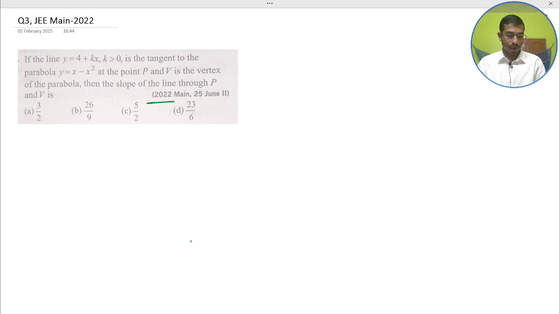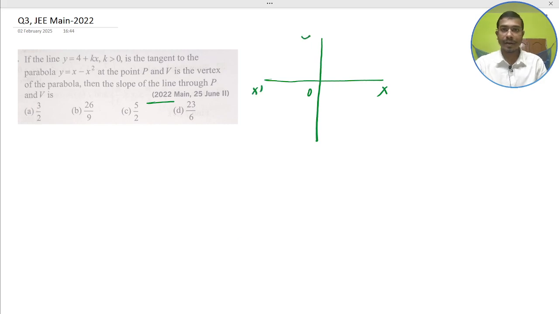So here point P satisfies the equation of the curve, because this is a point on that parabola. So I first draw the graph of this function. So this is the origin, x-axis and y-axis. This is the parabola x square equal to 4ay.